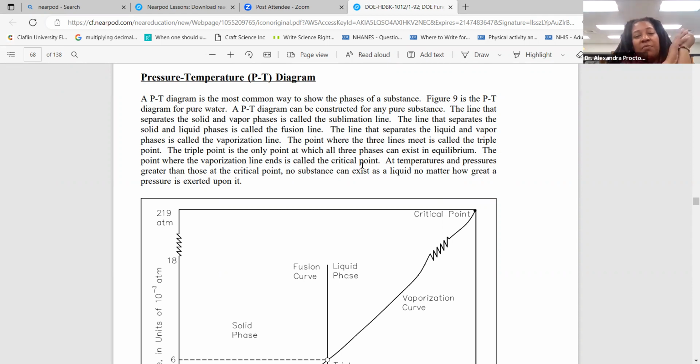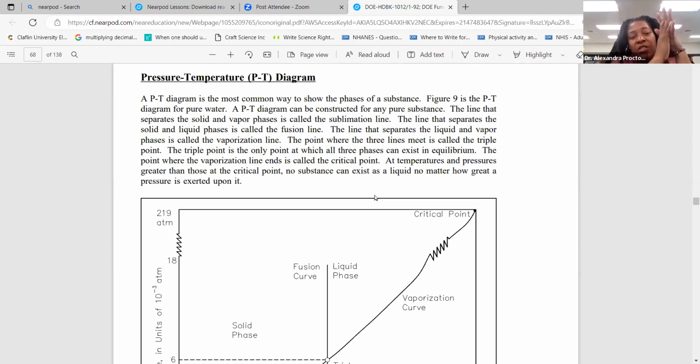The point where the 3 lines meet, remember talking in a previous chapter, is called the triple point. And this is the only point at which all 3 phases, solid, liquid, gas, are in equilibrium. The point where the vaporization line ends is called the critical point, and we looked at the critical point in the last chapter. We talked about inflection, or the point at which the graph changes direction. This is a concept that is further explained in calculus, because they talk about points of inflection, points where the graph changes direction, slope is equal to 0. So we discussed that in the last chapter.